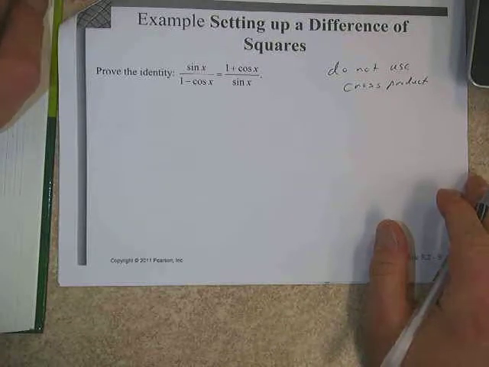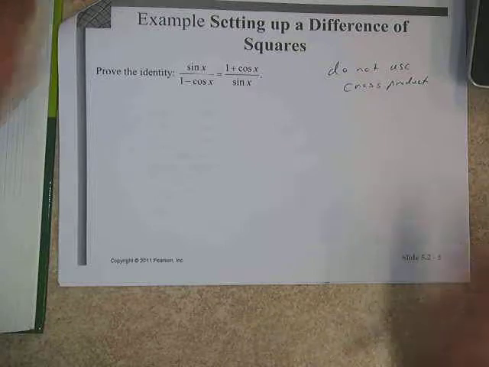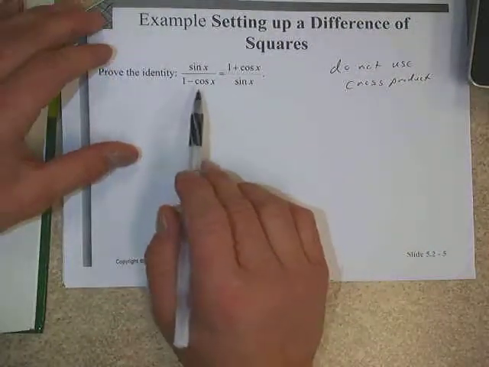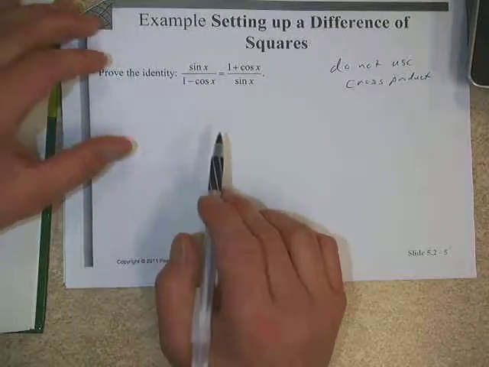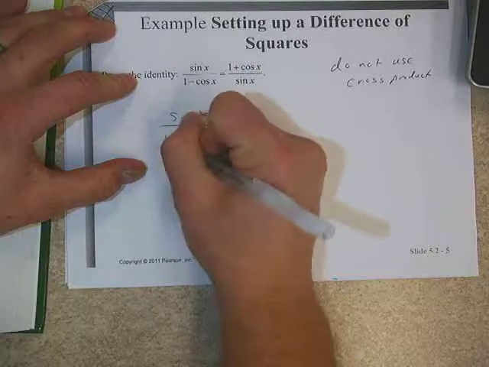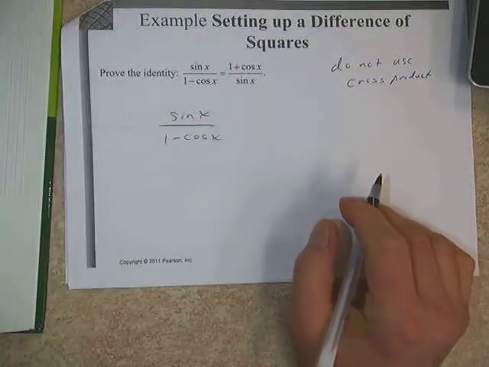But what are we trying to do? We're trying to prove that they're equal. Do we know they're equal already? No. So you can't use the cross product property. So do not use cross product. If you do, that's not a valid form of proof here because you're assuming already that they're equal by using that. Okay. So what do we do instead?